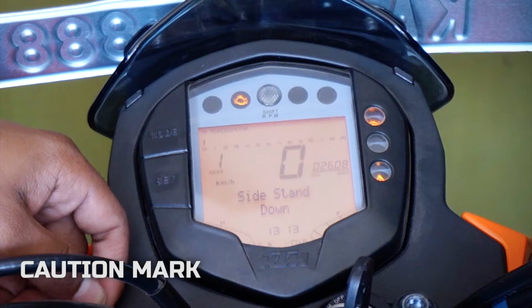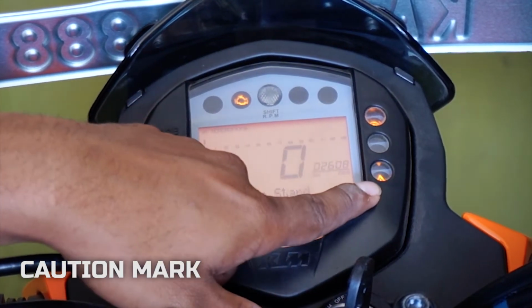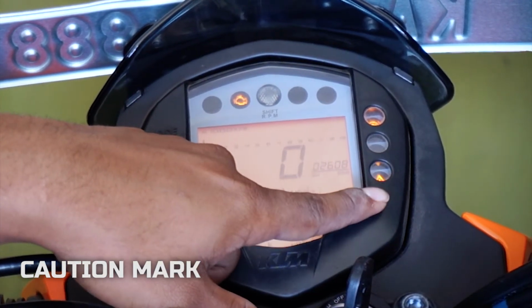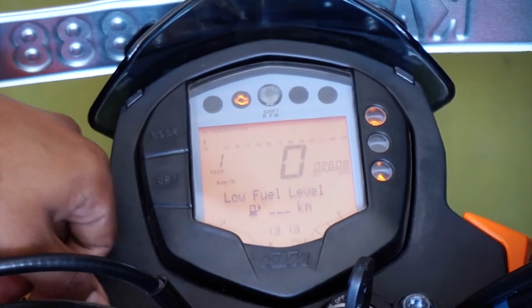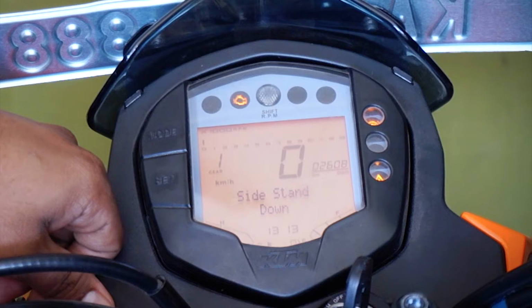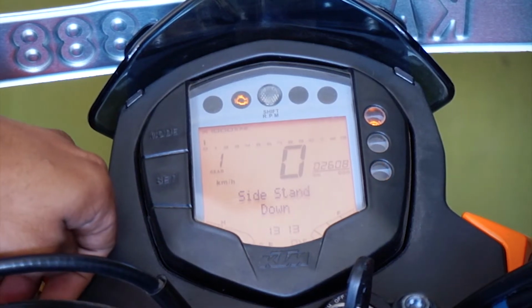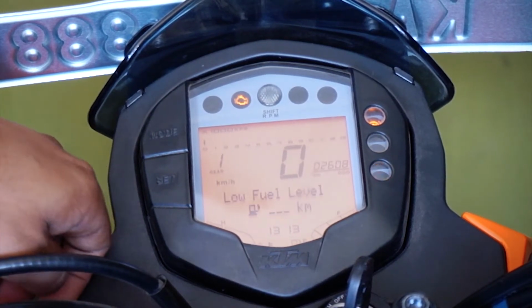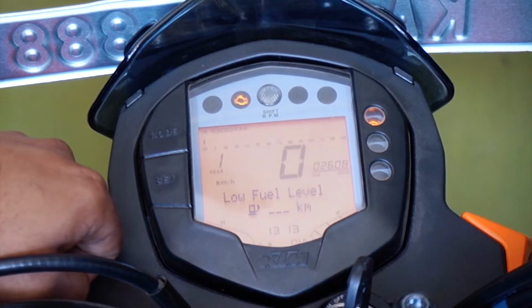The fifth hidden feature is all about the caution mark. Yes, don't think that the caution mark will appear only if there is no fuel or the side stand is down. Even this caution mark will appear if there are any electrical problems like a damaged wire, fuse, etc. And also you must know that the KTM bikes are fully sensored bikes.